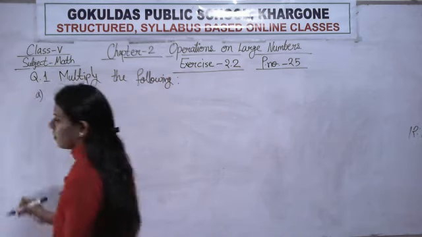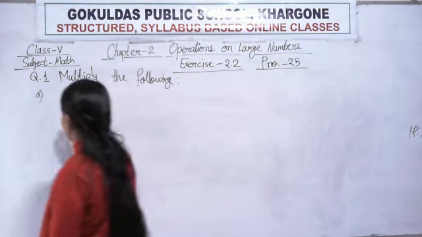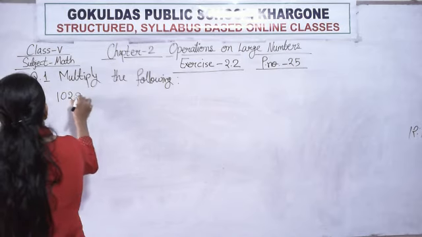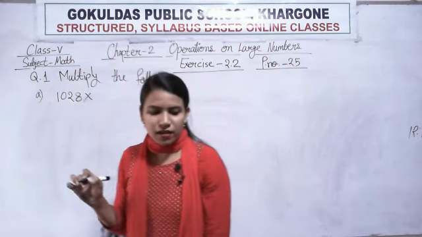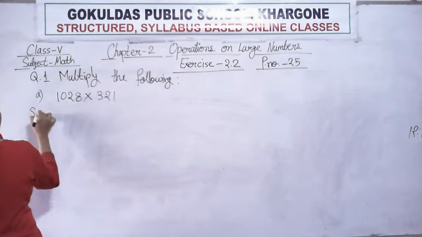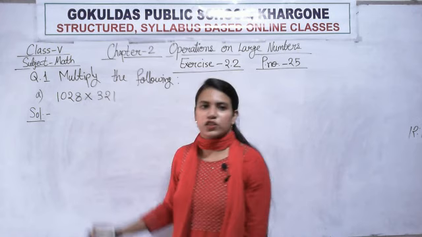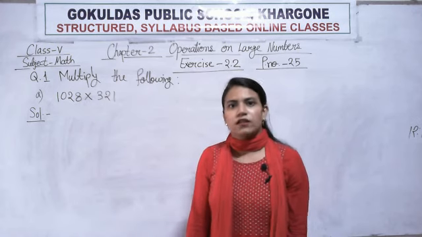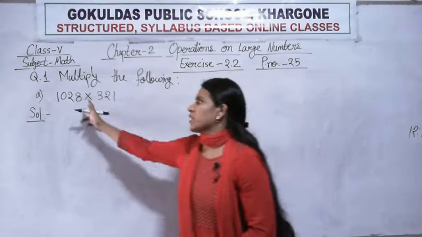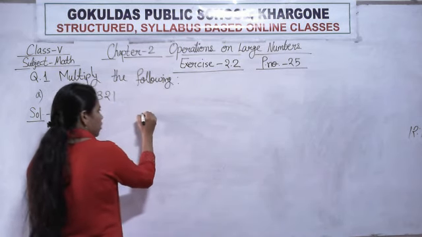Part A. What is the question given? 1028 multiplied by 321. It is your question. Now first arrange both the numbers column wise. So I am arranging both the numbers column wise.